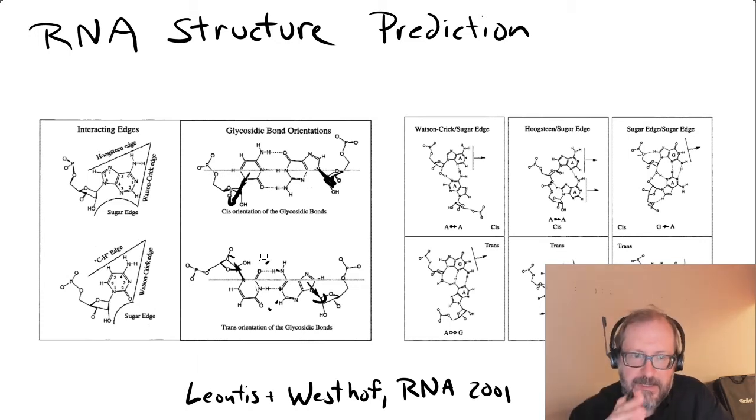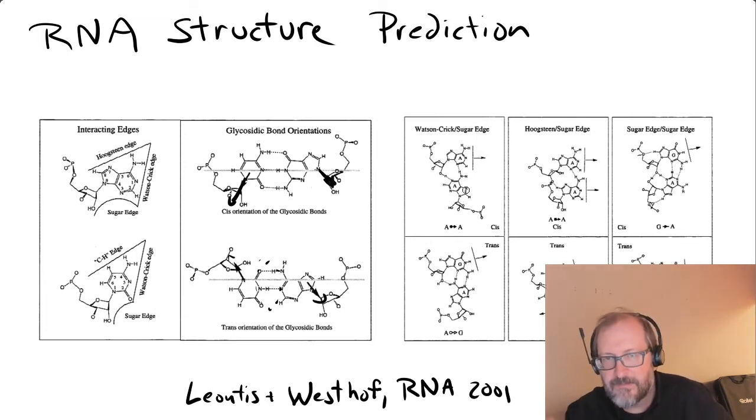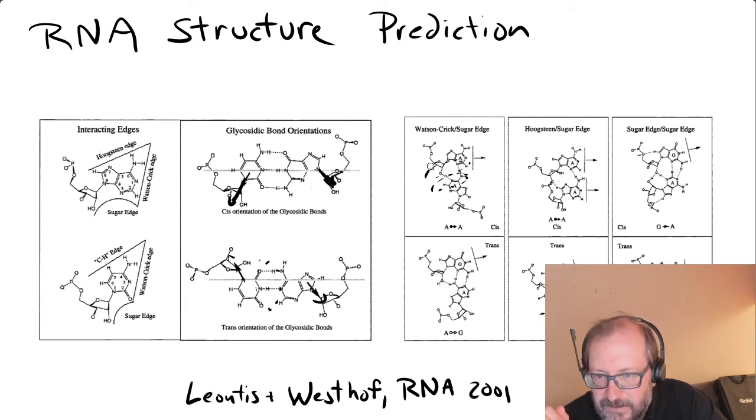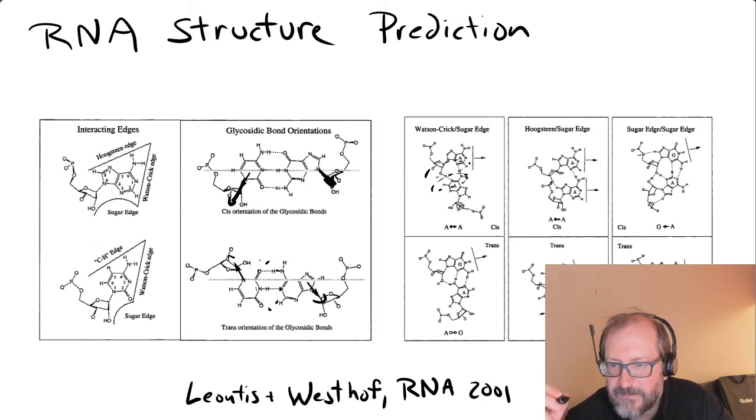Okay, so I said that any one base can use any of its edges to, in principle, interact with any of the edges on a second base, and it could have either cis or trans orientation. In principle, there are some combinations that are not stable. But here are some examples. So let's say this adenine is using its Watson-Crick edge here to interact with the sugar edge of a second adenine, and the glycosidic bonds are in cis. They're both pointing in the same direction. So we would call that a Watson-Crick sugar edge cis.